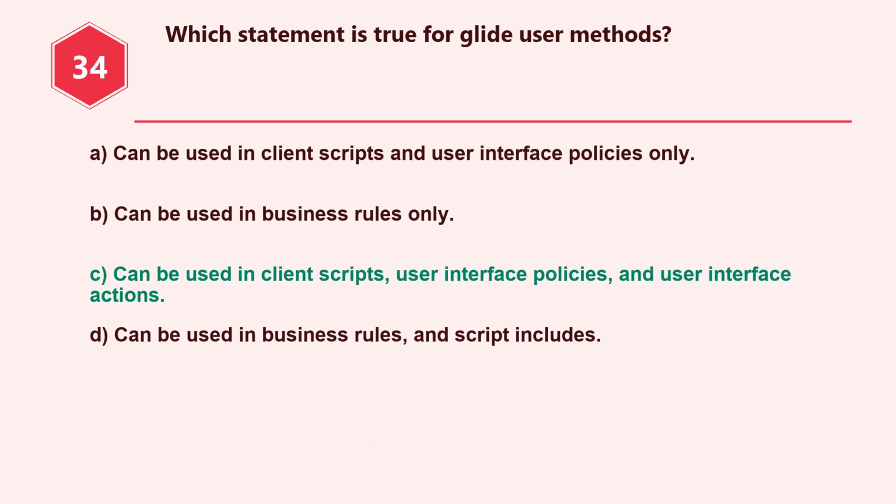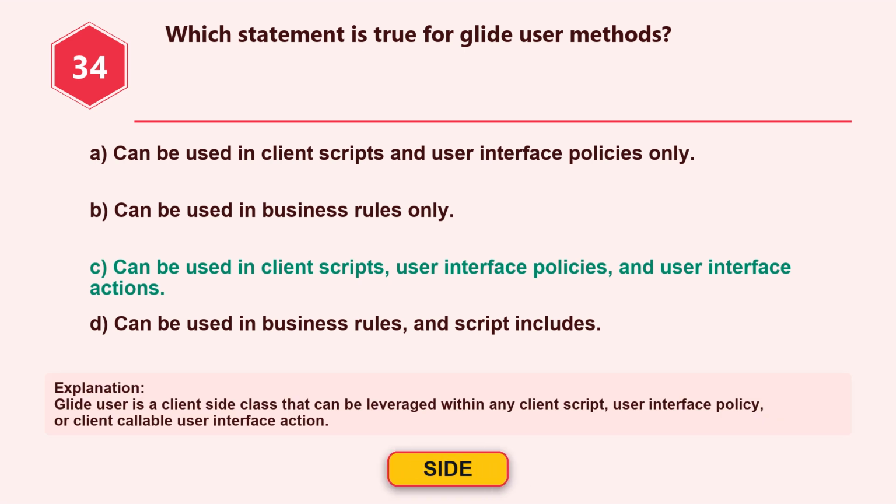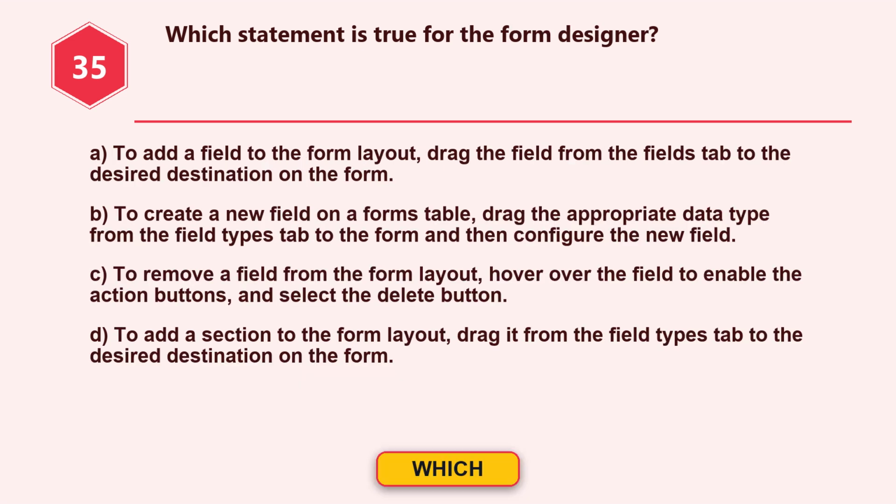The correct answer is option C. Can be used in client scripts, user interface policies, and user interface actions. Glide user is a client-side class that can be leveraged within any client script, user interface policy, or client callable user interface action. Question 35. Which statement is true for the form designer?